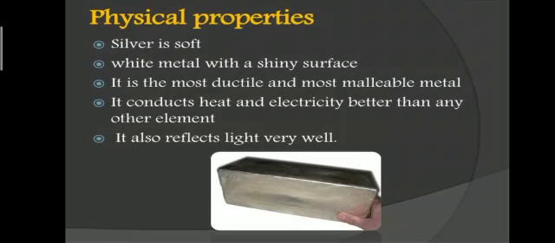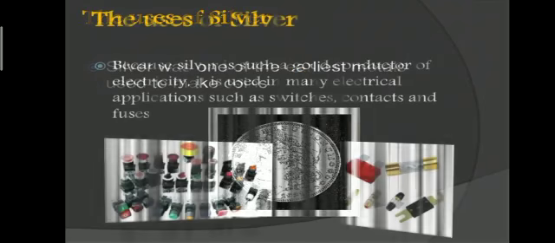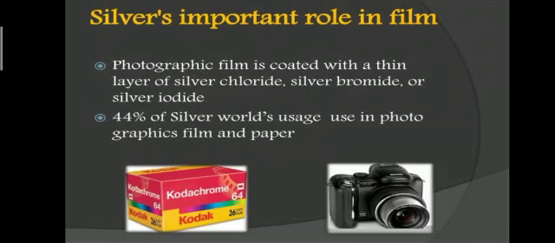It means that pure silver is soft, while in the artificial form of silver, for example in coins, jewelry and tableware, it can be hard. Silver was one of the earliest metals used to make coins. So silver is also used in coins, jewelry, etc. Silver is a good conductor of electricity. It is used in many electrical applications such as switches, contacts and fuses. Silver chloride combined with silver bromide is used in photographic plates.